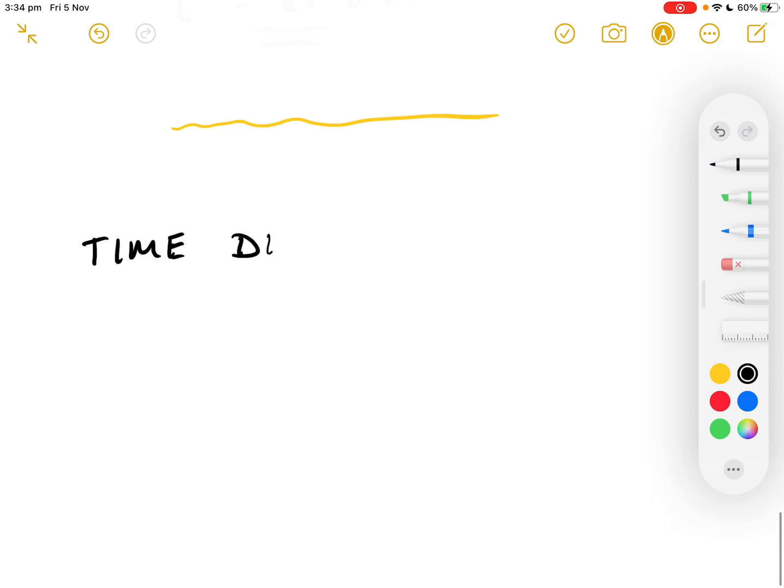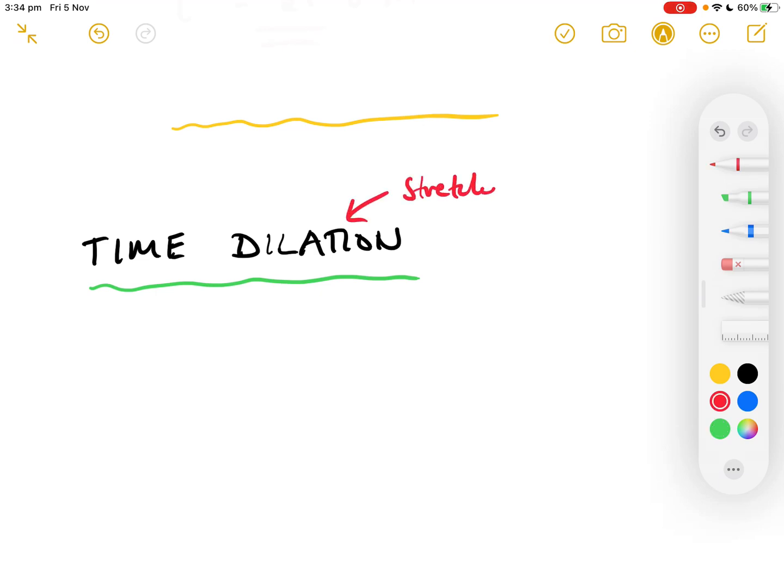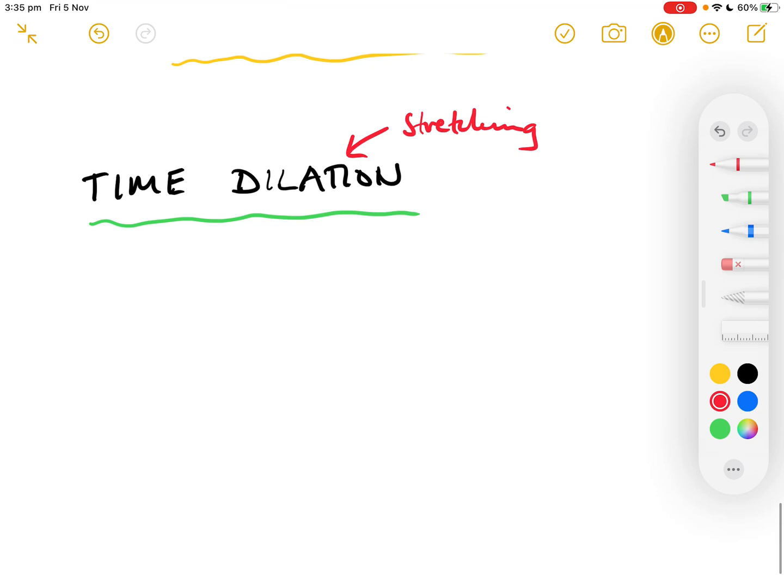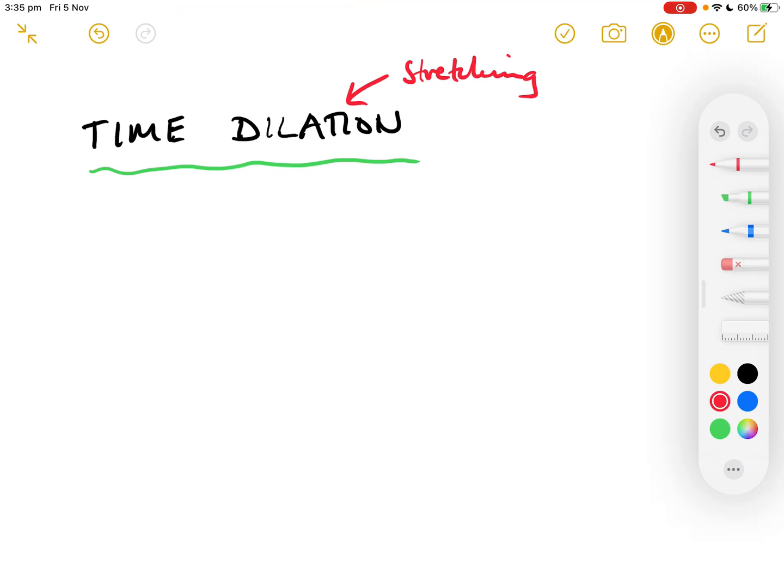So what we're now looking at is time dilation. Worth pointing out that the word dilation means stretching. Your pupils, for example, dilate in dark conditions. They stretch and get bigger. Right, I think the easiest way of understanding this one is to imagine our spaceship scenario again.